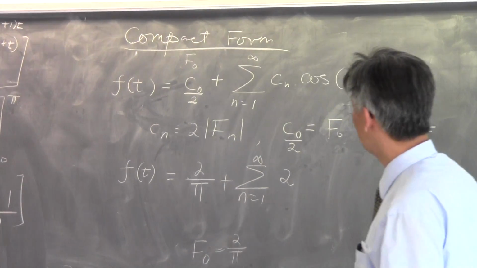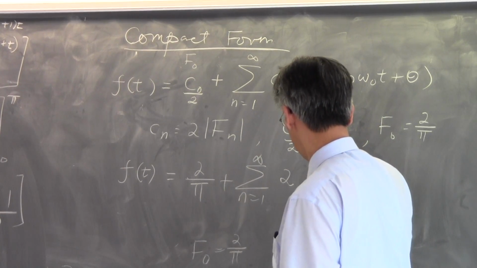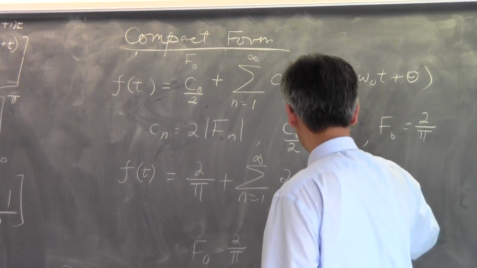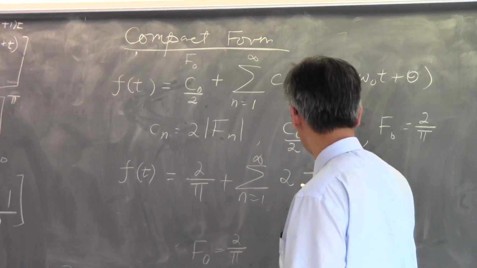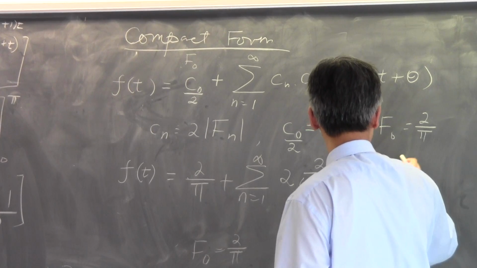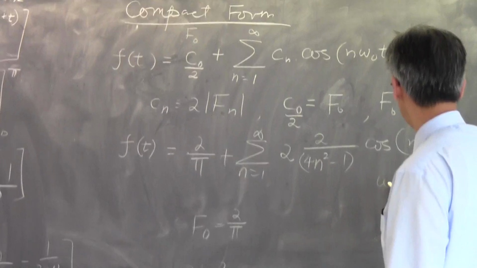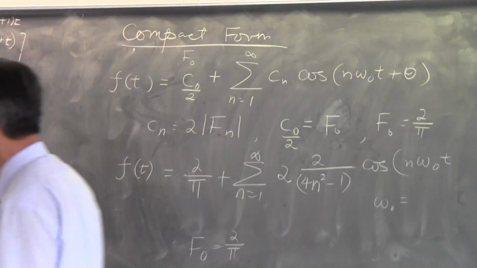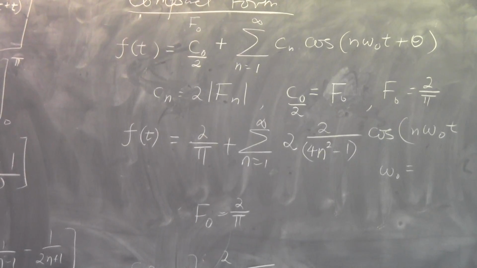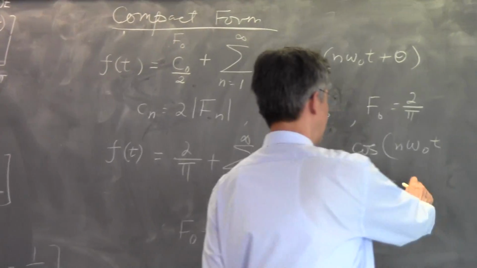And then I have to take the magnitude of Fn, which is the same as 2 times the magnitude of this, which is 4n squared minus 1. Then cosine of n omega naught t. Omega naught in this problem, where did I work out omega naught? Omega naught is 2. You can put omega naught equals 2 here.